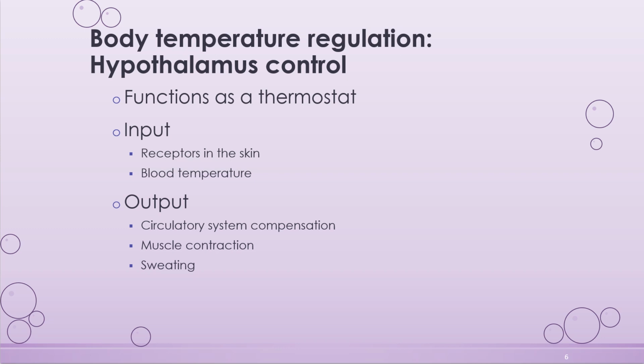It ensures that the body can adapt to changes in the environment and metabolic demands, allowing for optimal functioning of various physiological processes. When the hypothalamus temperature regulation is disrupted, it can lead to conditions like hypothermia, which is an abnormally low body temperature, or hyperthermia, which is an abnormally high body temperature, which requires prompt medical attention.